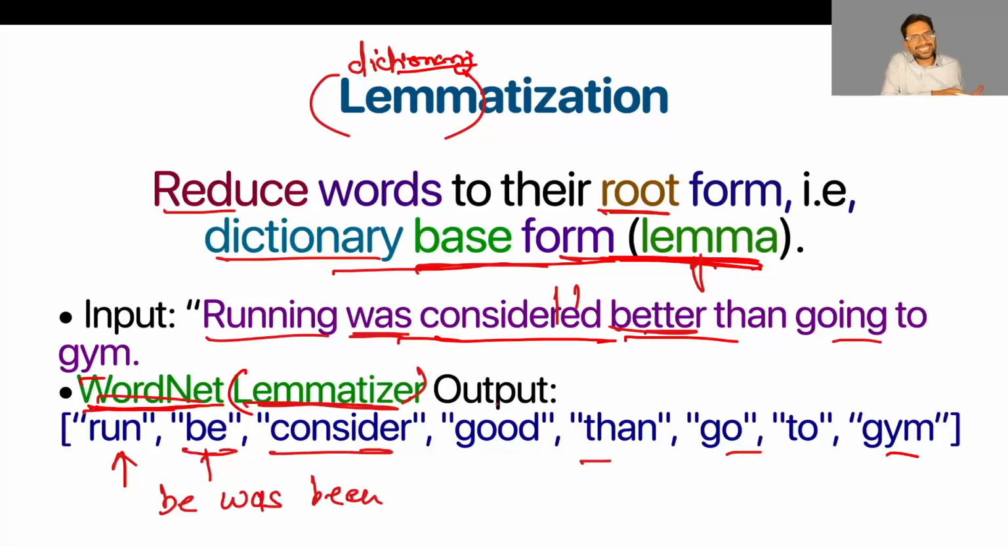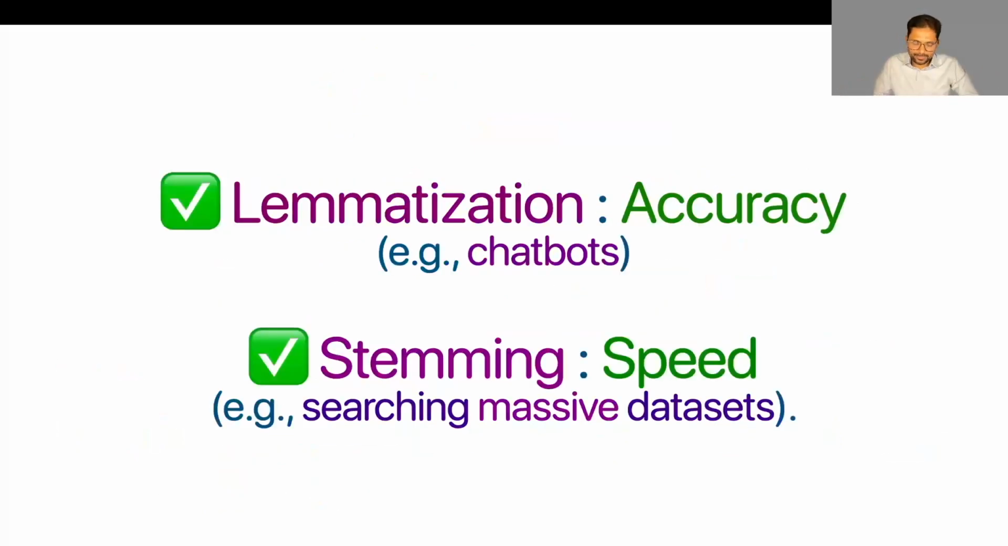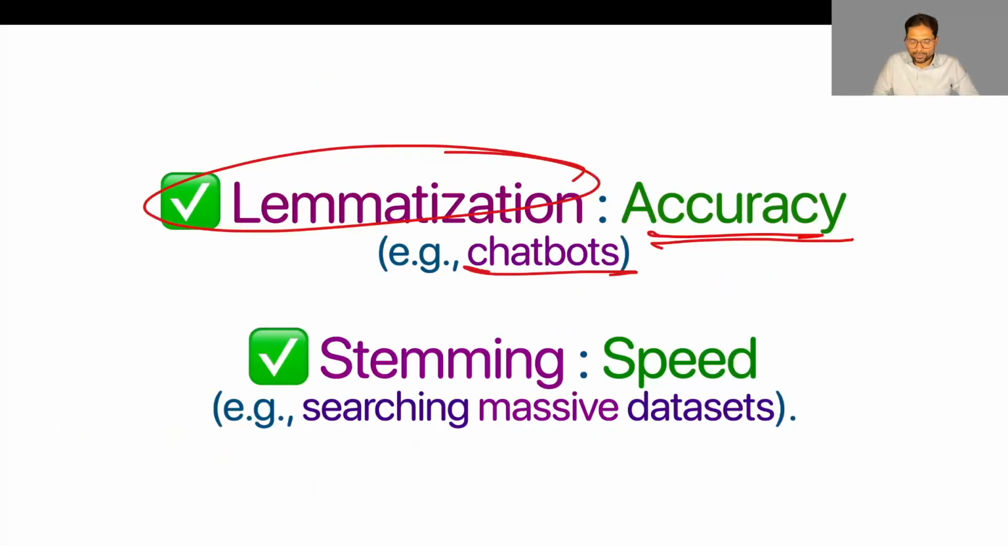The cleaning is common, but we use either stemming or lemmatization depending upon the use case. If we want accuracy, we go for lemmatization. For example, with chatbots the words should be accurate. It should tell the complete thing in a human-understandable format. So when accuracy is important, we go for lemmatization.